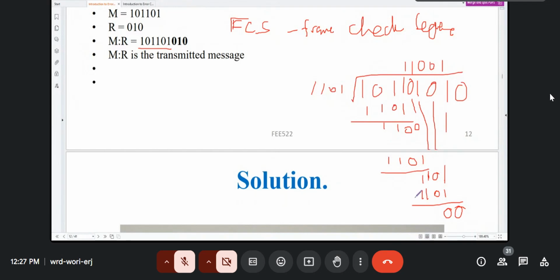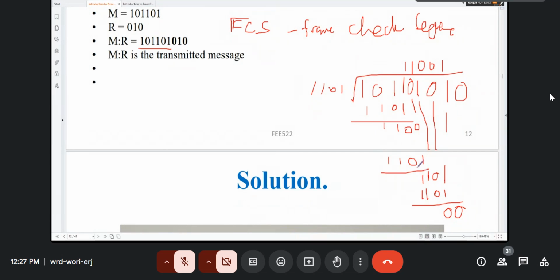So how this works is, if you get 0 as your remainder at the receiver, it means the bits which are received are the same as the one that was sent. If any of these bits change, and you can try that, then the remainder will not be 0.